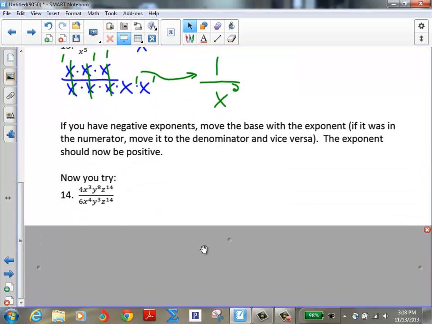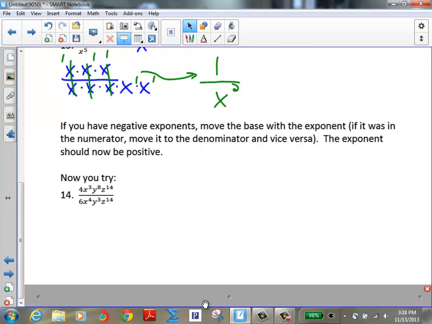One last problem for you to try on your own. Please go ahead and hit pause and try this on your own.